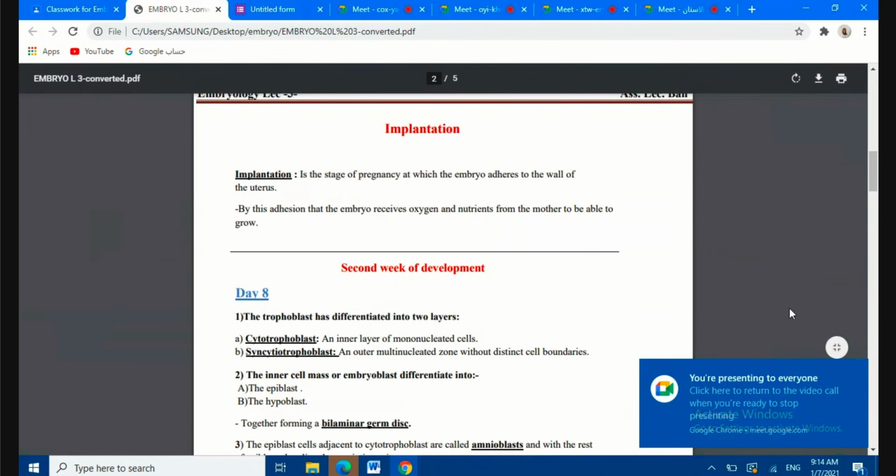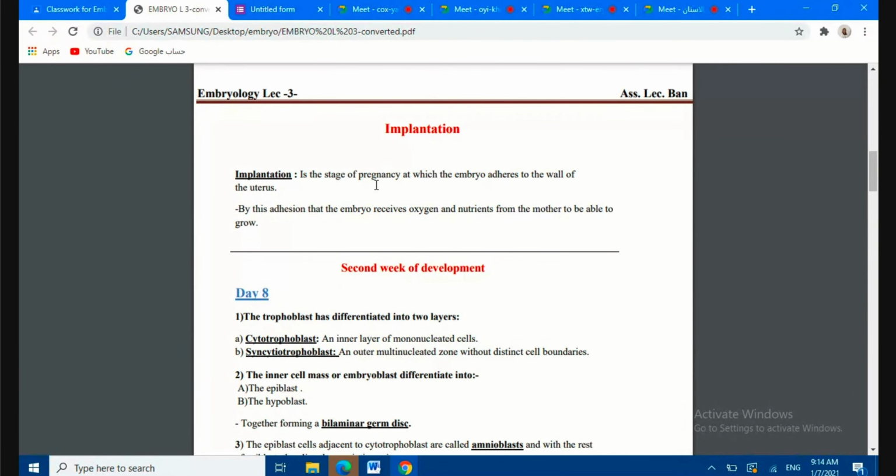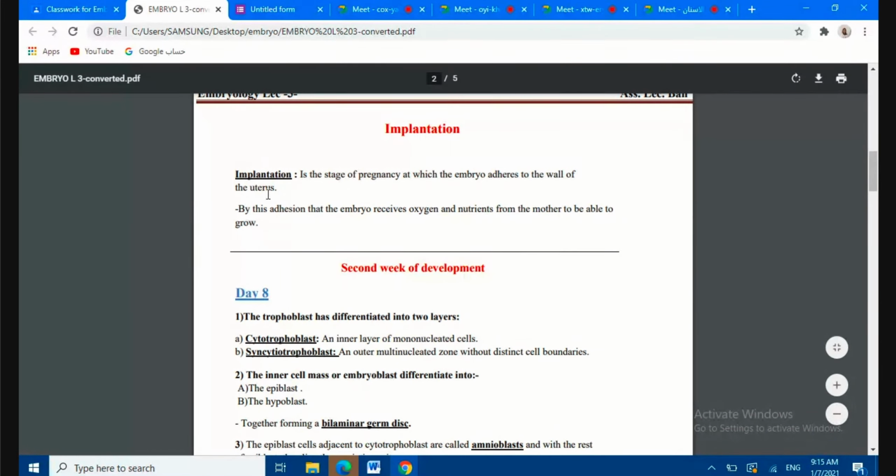So this week we will have a new subject which is talking about implantation, as we had it in the practical lecture, and we said that implantation is a stage of pregnancy. It is a stage of pregnancy at which the embryo adheres to the wall of the uterus. Why does an embryo need to adhere to the wall of the uterus? This is because by this adhesion, the embryo will receive oxygen and nutrients from the mother to be able to grow. A possible question: define implantation and why the embryo needs to be implanted in the wall of the uterus.